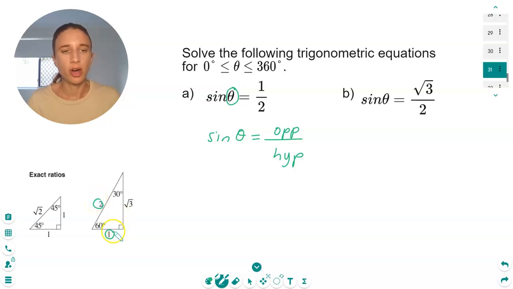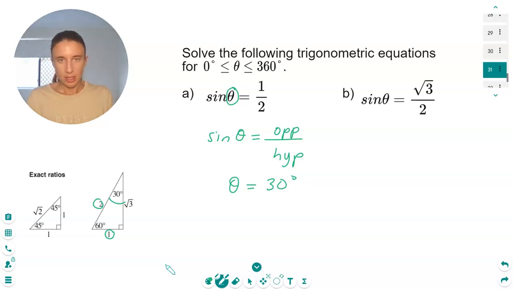Now, opposite over hypotenuse. Which of these angles will give me opposite over hypotenuse as 1 over 2? Looking at this 30, I can see that the opposite is 1 and the hypotenuse is 2. If I looked at 60, the opposite is root 3, so I know it can't be the angle 60. It's got to be the angle 30. So I can simply write theta is 30. And you could just check it on your calculator too. Sine of 30 is indeed half.